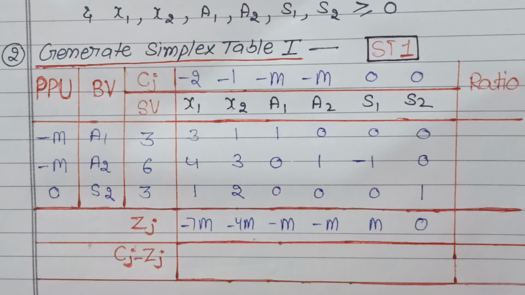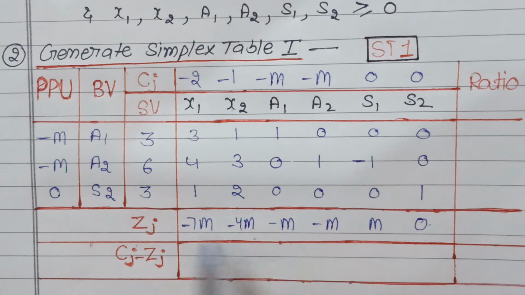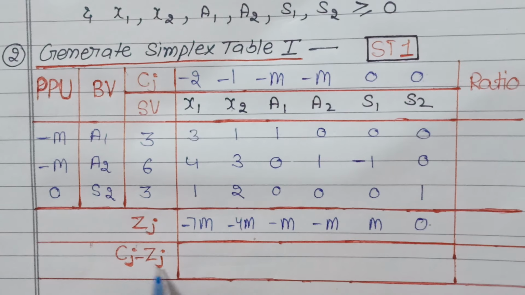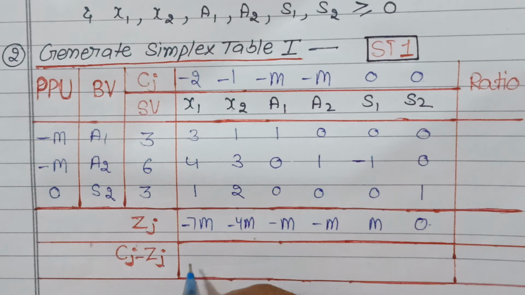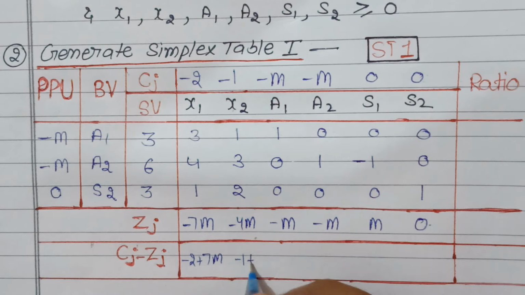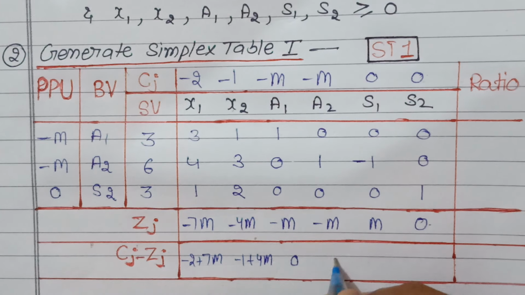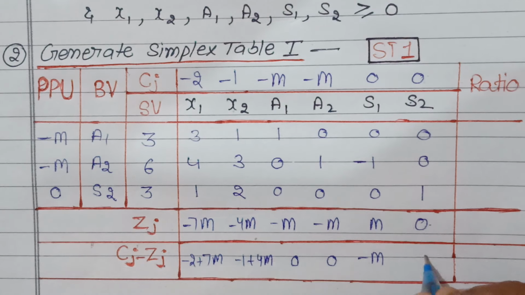Okay, now we have to find the value of Cj minus Zj. These are the values of Cj and these are the values of Zj. We have to subtract these values from these values to find Cj minus Zj. So let us subtract. The values will become minus 2 plus 7M, minus 1 plus 4M, 0, again 0, 0 minus M, and 0.